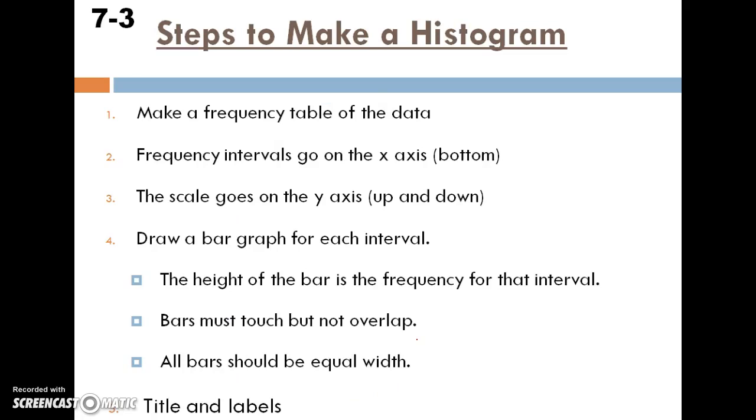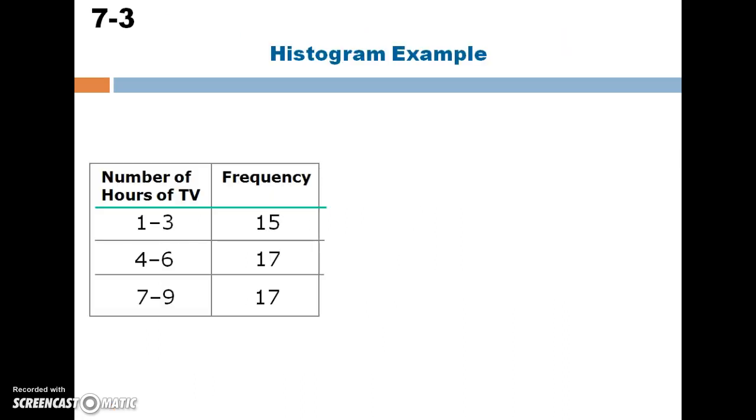Steps to make a histogram. Your first step is to make a frequency table if they don't give you one. Your second step is that your frequency intervals, the 0 to 4, 5 to 9, those will go on the bottom, the x-axis. The scale goes on the y-axis, so up and down. You're going to draw a bar graph for each interval. The height of the bar is the frequency for that interval. Bars must touch, but they can't overlap. And all bars should be equal width. And then the last thing you need is title and labels.